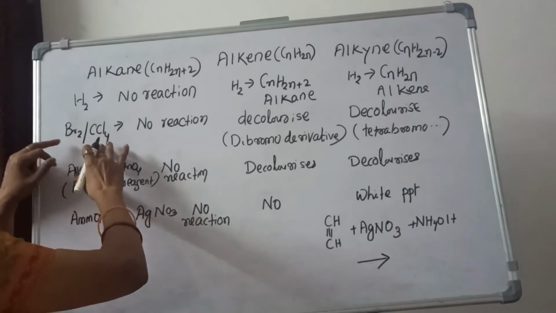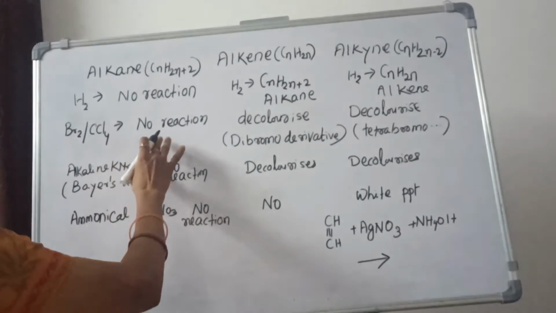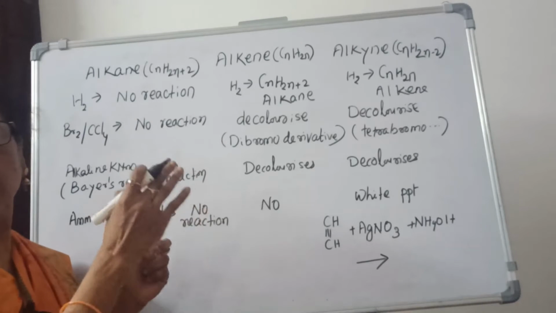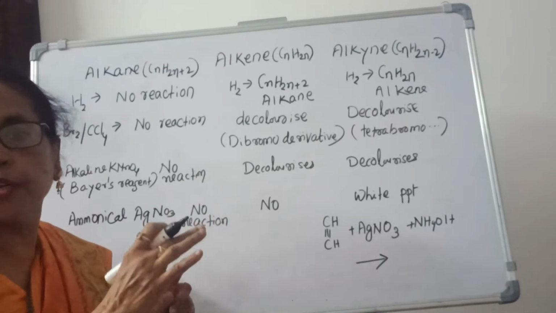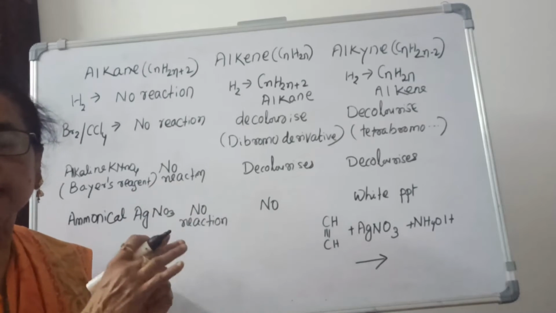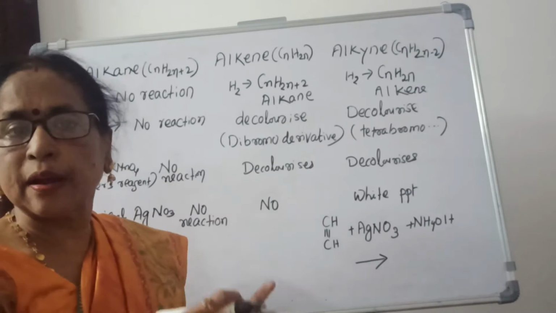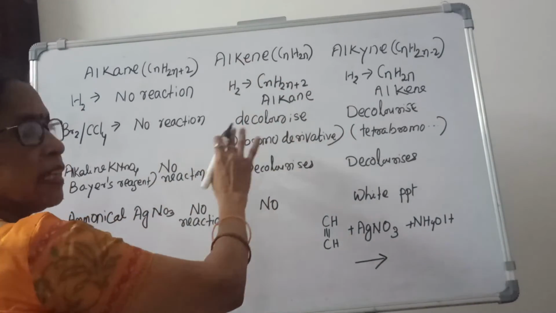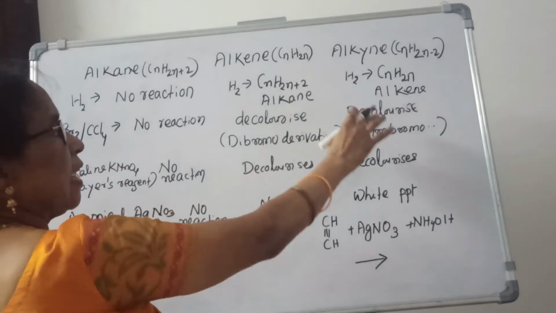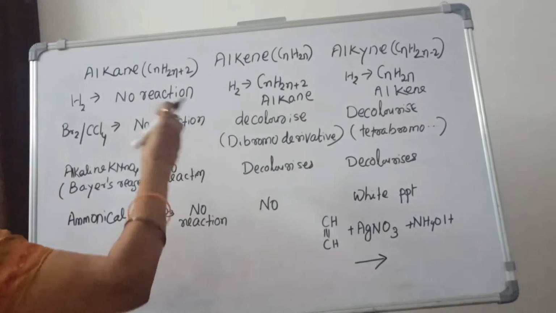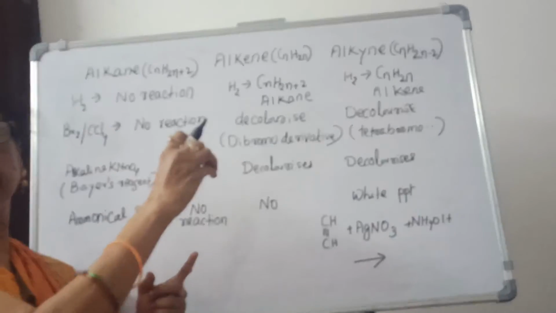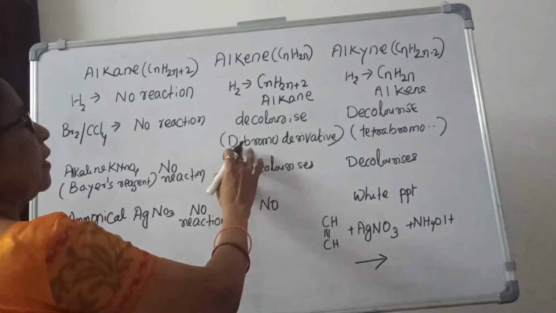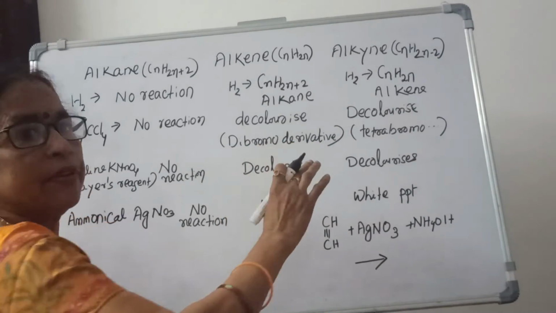Now bromine and carbon tetrachloride: no reaction, because again alkane contains no double or triple bond, it contains single bonds. It is called paraffins, inactive, so no reaction. But alkene is decolorized, and alkyne is also decolorized. Bromine is added, hydrogen is replaced, and so what happens, it gives a dibromo derivative.